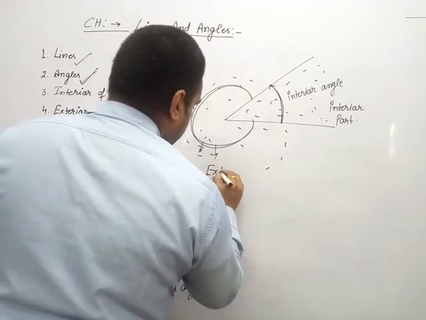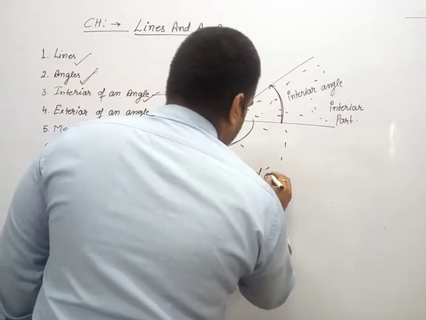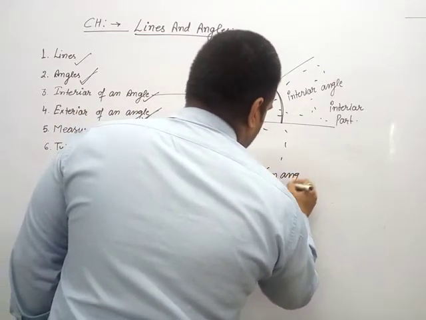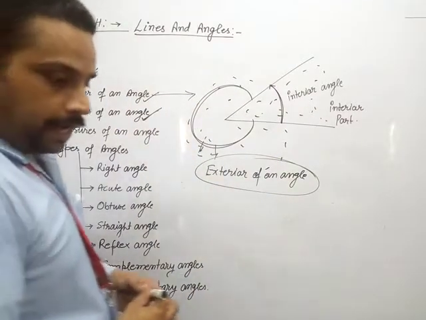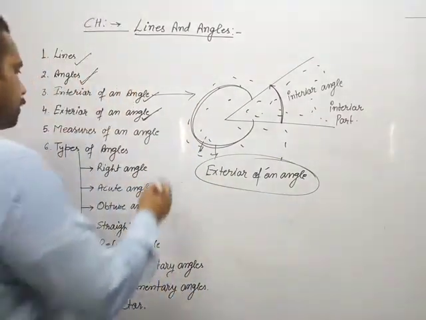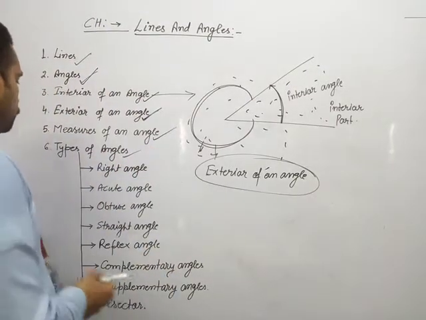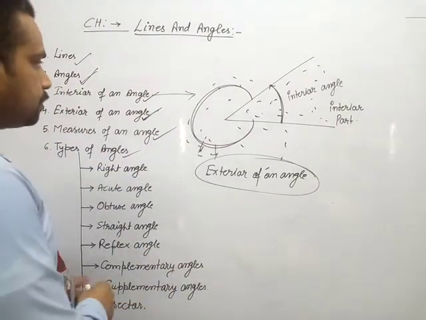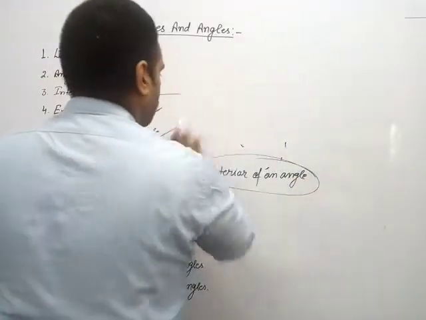Exterior of an angle. The measures are clear to you, and now I am going to tell you about the types of angles. So I am going to explain the types of angles.